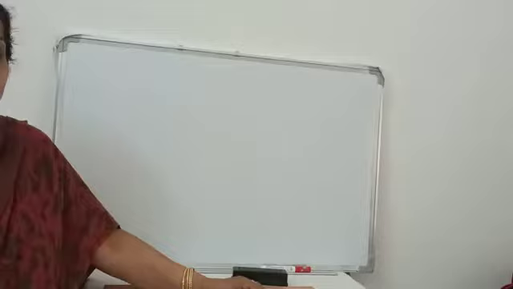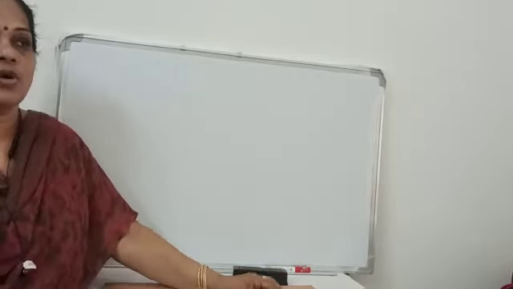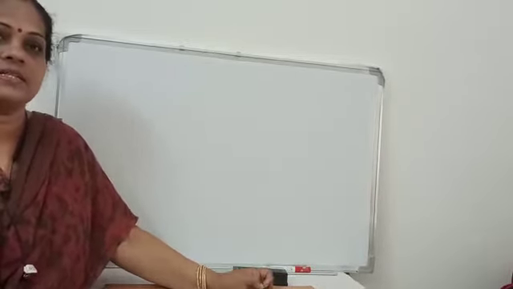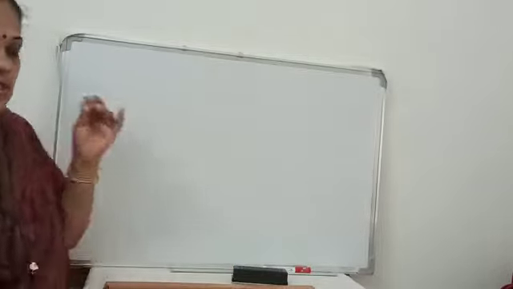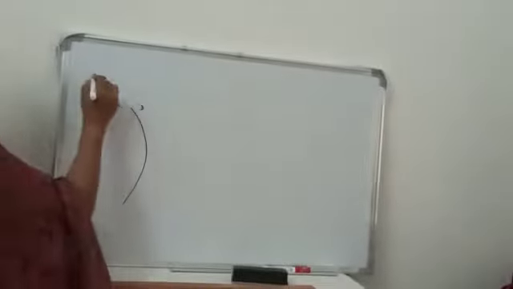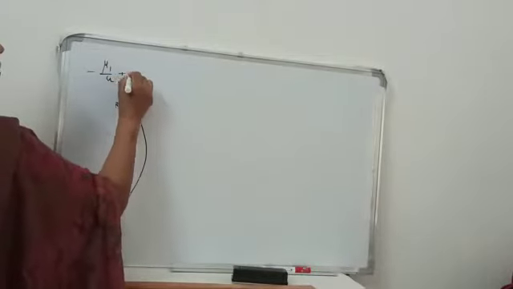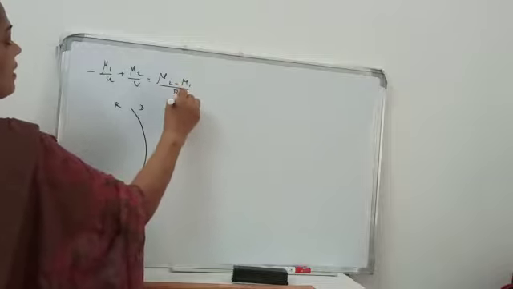Children, in the last classes we were seeing refraction at convex spherical refracting surfaces when light passes from rarer to denser as well as from denser to rarer. The same thing applies for a concave spherical refracting surface also. This is a concave spherical refracting surface when light passes from rarer to denser, and we get the same formula, that is mu1 by u plus mu2 by v equal to mu2 minus mu1 by r.